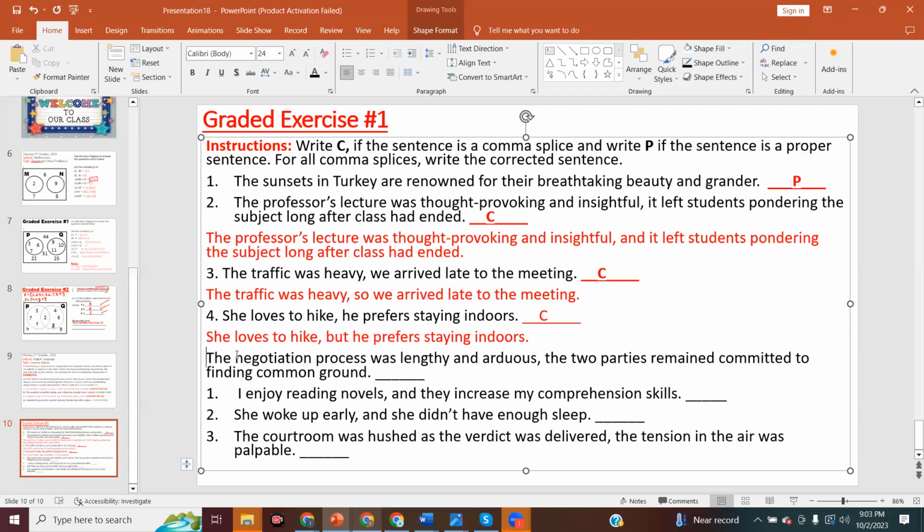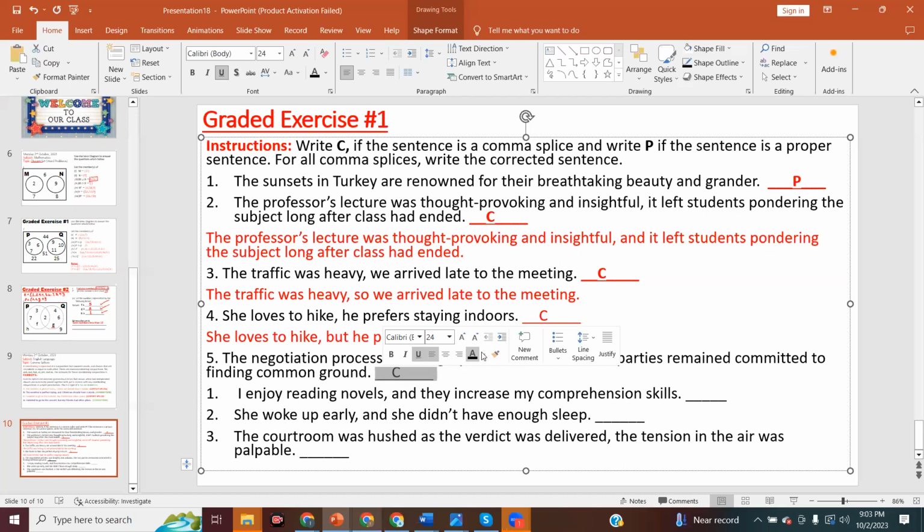Very good. Number 5. The negotiation process was lengthy and arduous. The two parties remain committed to finding a common ground. It is C. Now, how are we going to correct it? That's going to be the interesting part.